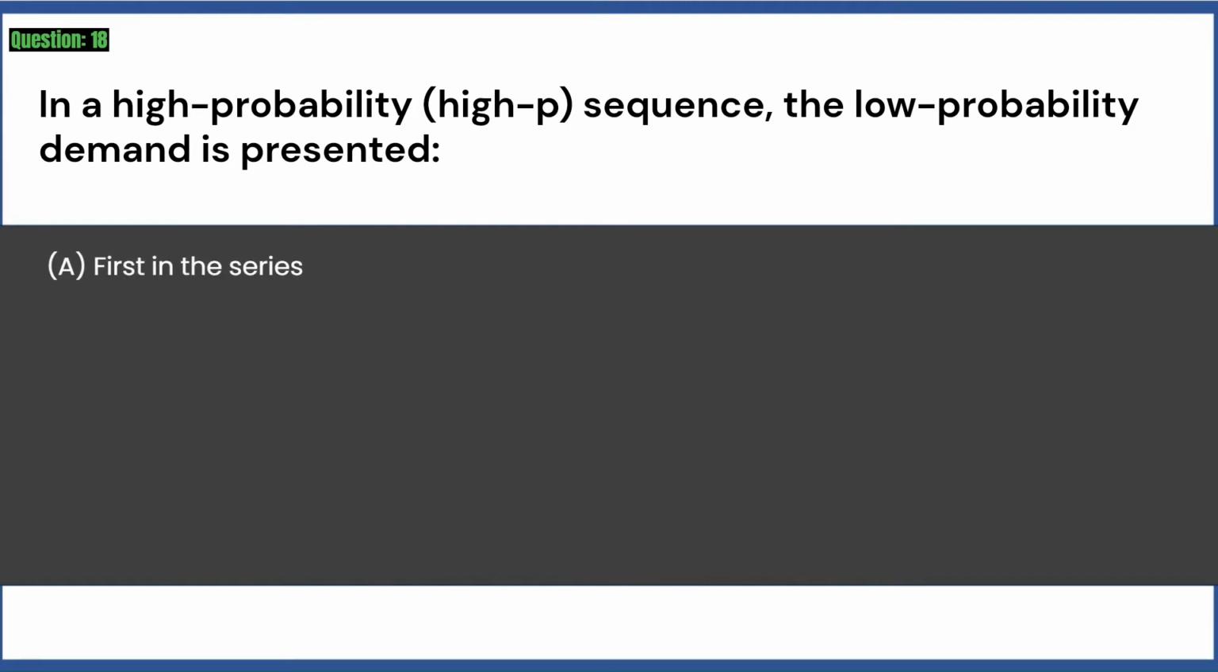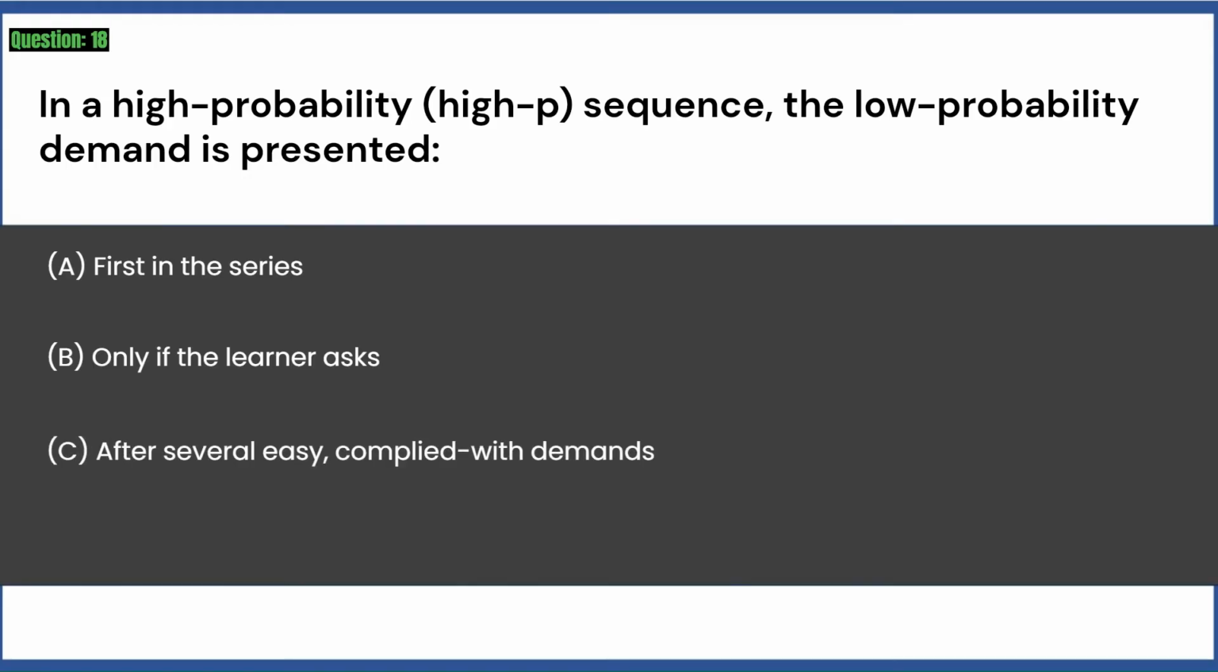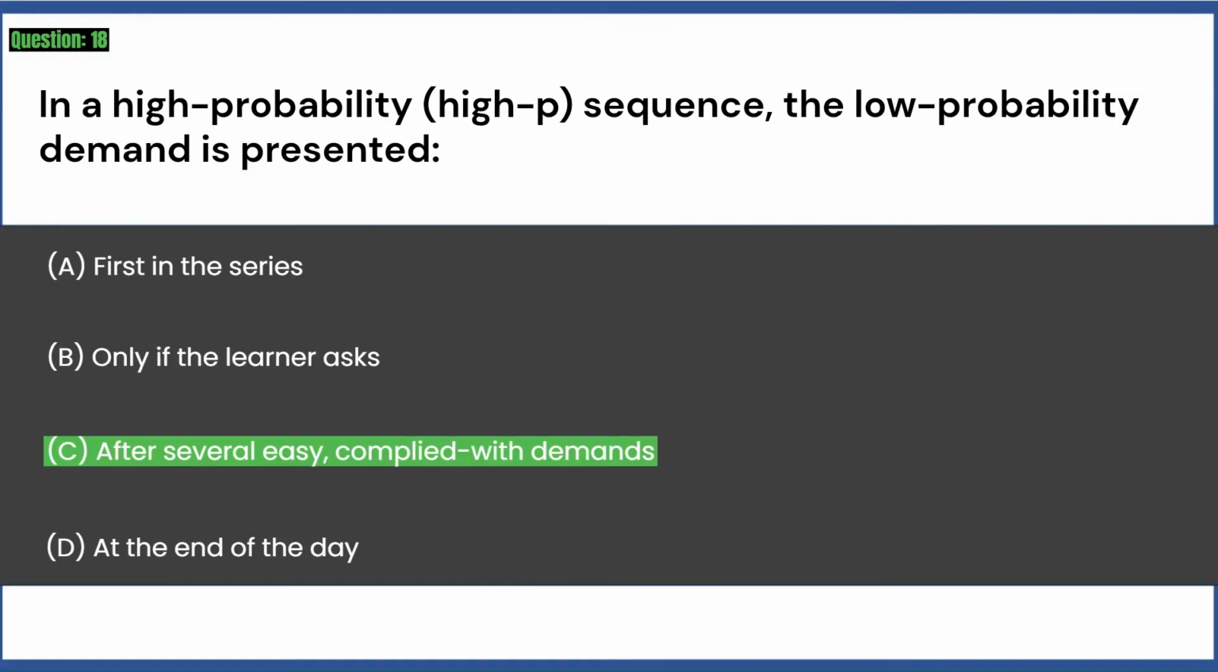In a high probability, high P, sequence, the low probability demand is presented A. First in the series. B. Only if the learner asks. C. After several easy, complied with demands. D. At the end of the day. Answer: C. After several easy, complied with demands.